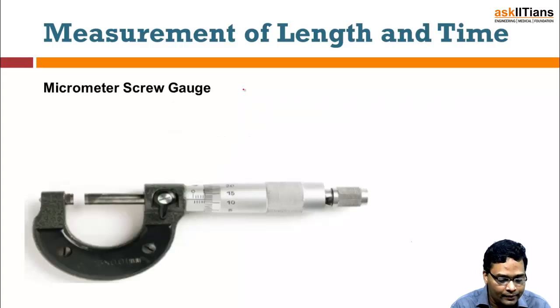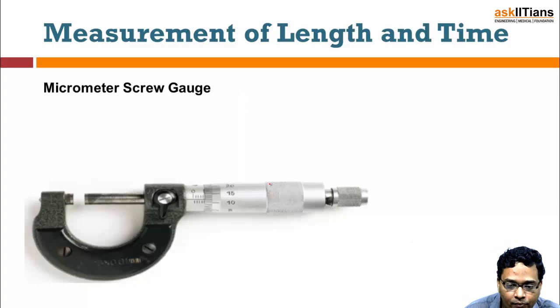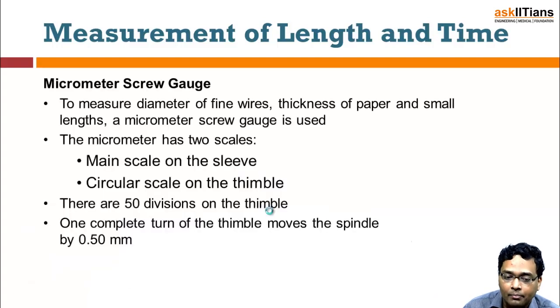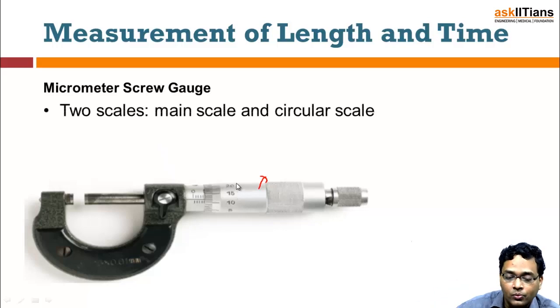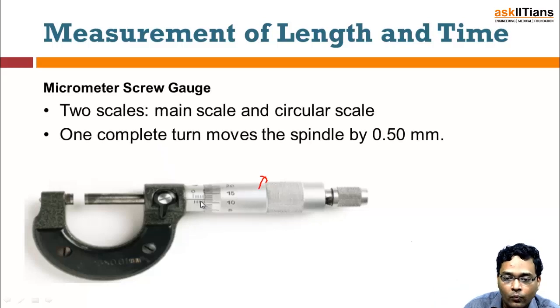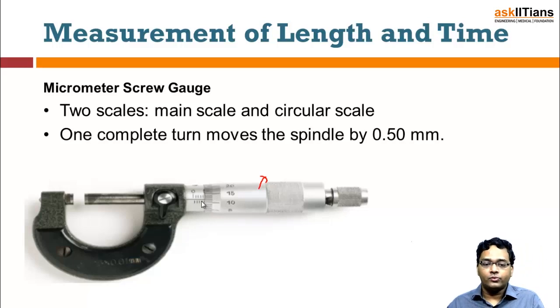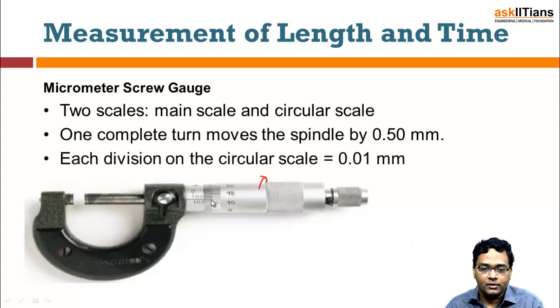So this is what we have. You can see that if you move this by one unit, that's going to cover the complete page. There are 50 divisions on the thimble. One complete turn of the thimble moves the spindle by 0.50. So you can see that this has 50 divisions and one complete turn moves this spindle by 0.50 millimeters.